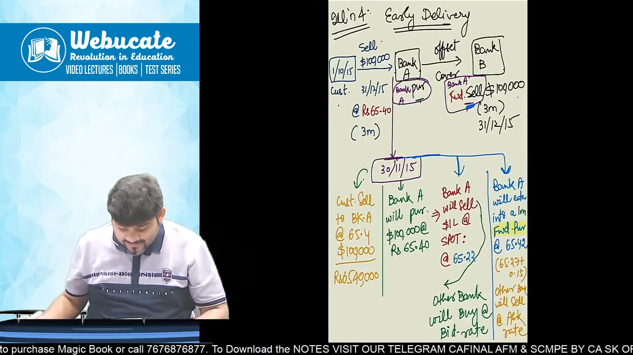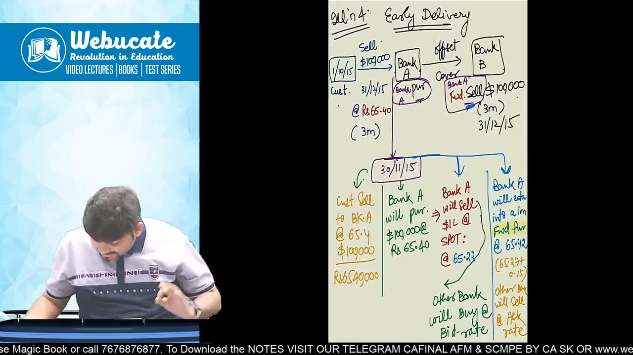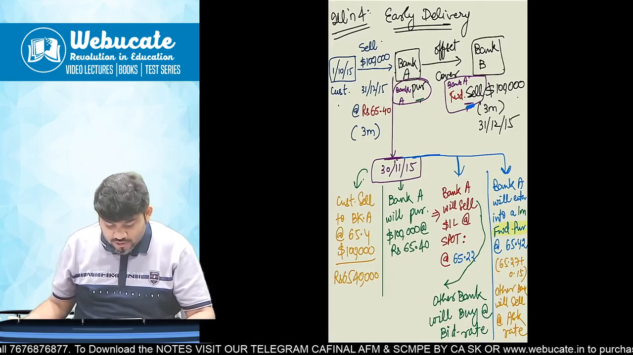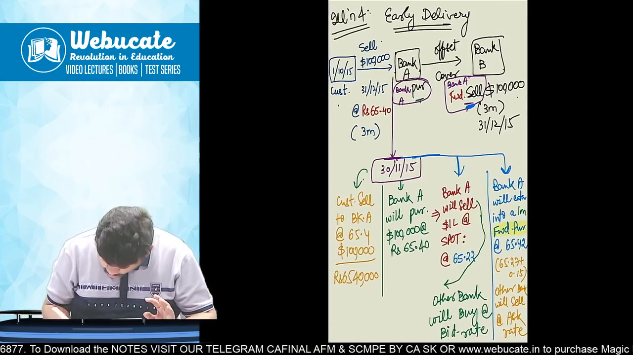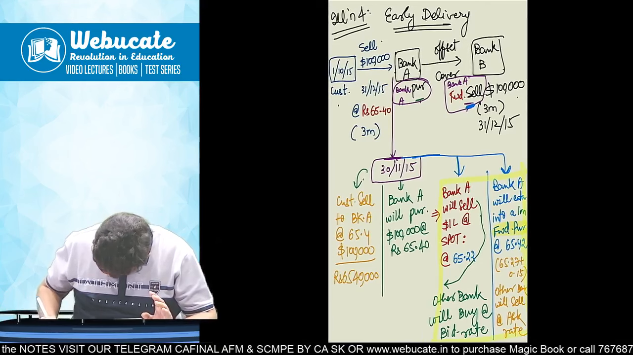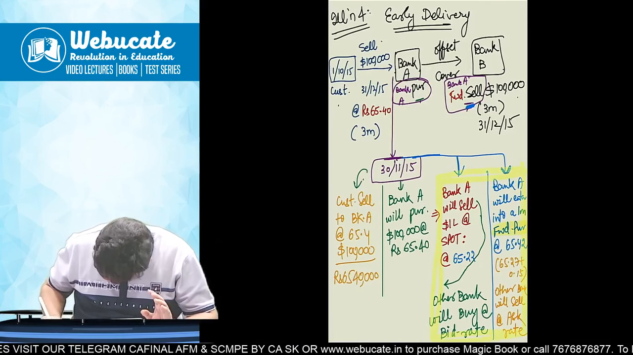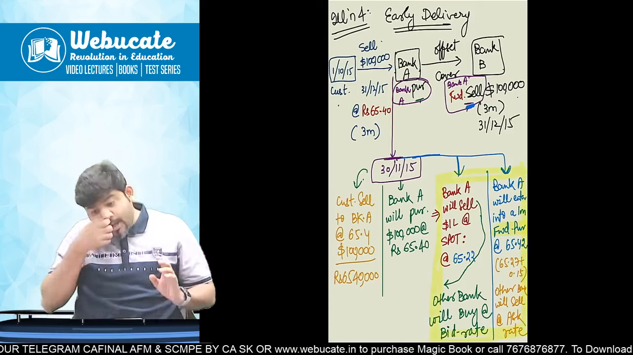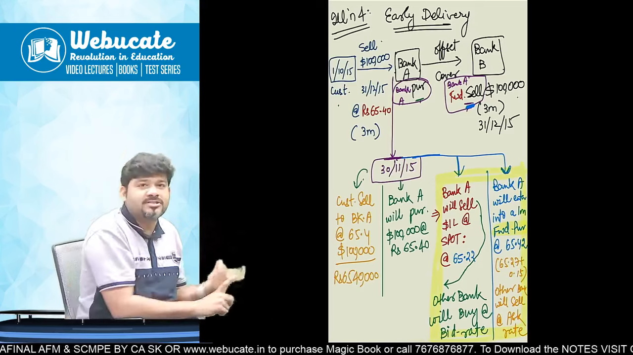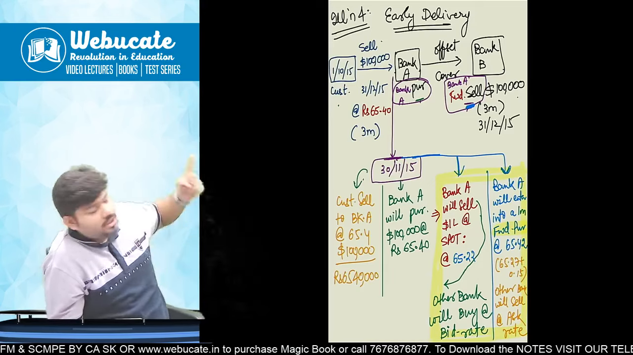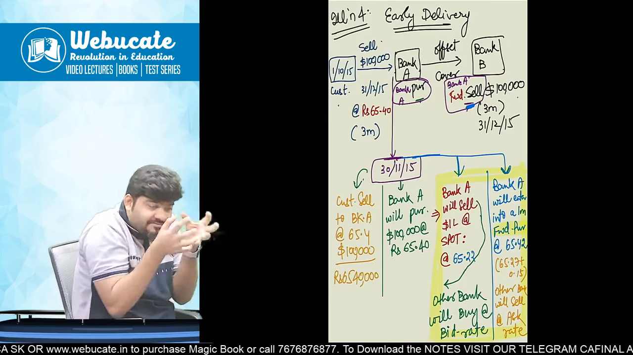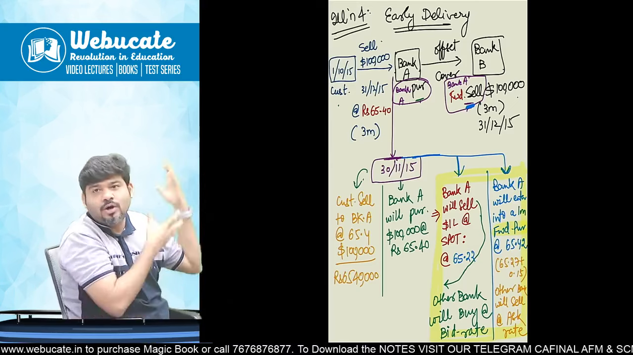Now, pay attention. The first thing that we have to see is something called a swap loss. What is a swap loss? I will be highlighting it with the yellow color. This is your swap loss. Because of the customer, on the day I had to spot sell, which was not planned. On the day I had to enter into a forward purchase, which was not planned.